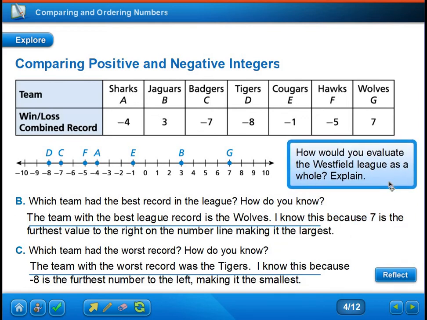So then how would you evaluate the Westfield League as a whole? So taking a look at this, I want you to think, what do you think about this league as a whole? So if there's a lot of negative numbers, that means there's a lot of losses. So my thought here would be that this league is not a very good league because there are a lot of teams with a lot of losses. It looks like there's only two good teams within the league, and the rest of them look like they might not be that great. And I know this because the negatives imply that there are a lot of losses.